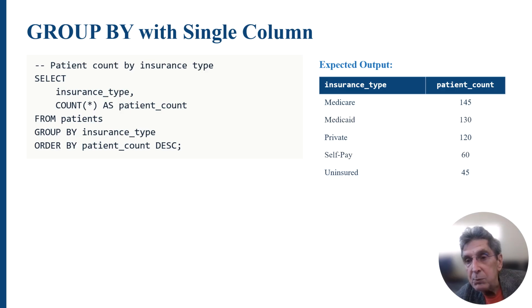The expected output table shows what this would look like. This is a fundamental payer mix analysis. In a real community health center, understanding your patient population by insurance type is critical for good financial planning, for allocating resources, and to identify potential access barriers for uninsured patients, for example.